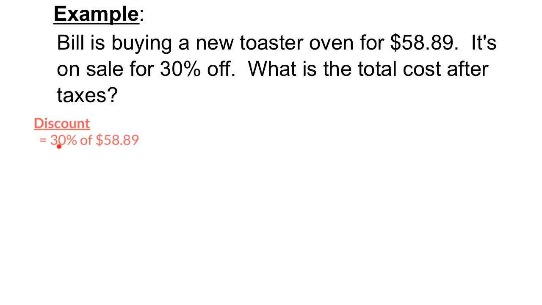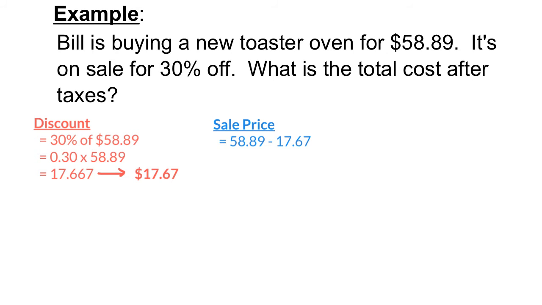So my discount is 30% of the regular price, because I'm getting 30% off. To calculate percent of a number, I take the percent as a decimal and multiply by the number. I get an answer of 17.667. Remember, with money, we're rounding to the nearest cent, so I need to only have 2 digits after the decimal. The third digit is bigger than 5, so it bumps this up. So the discount is $17.67.